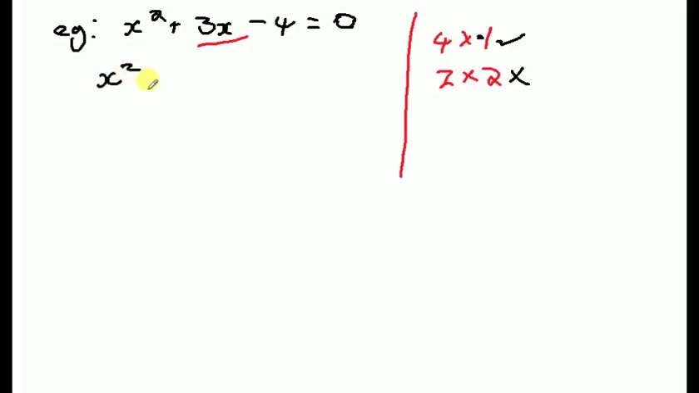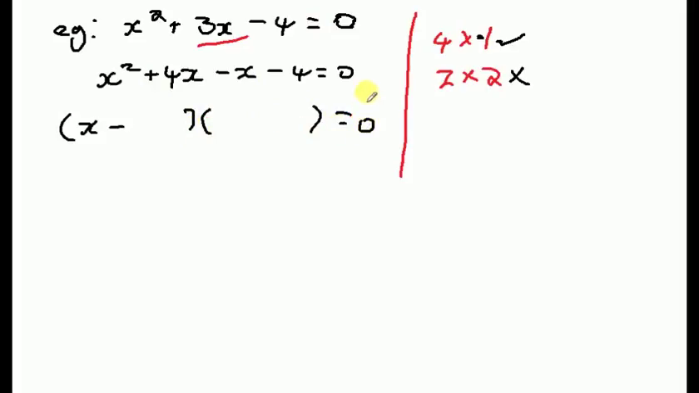So we go back and write it as x squared plus 4x minus 4 is equal to 0. Therefore, this gives us x minus, since we're factorizing, we're writing it in terms of factors, so you have to remember now we have 2 brackets, and all the brackets have to be equal to 0.